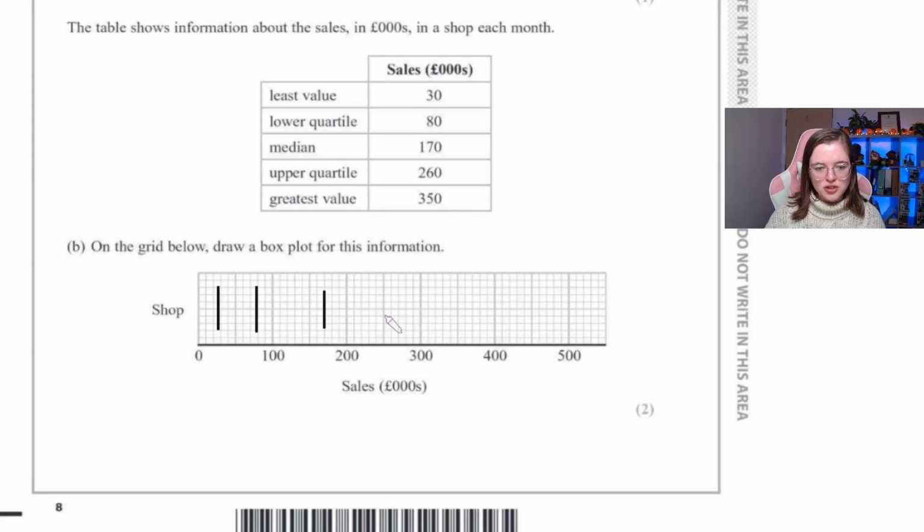Upper quartile is 260. There we go. And then 350. Okay. And then the height of these lines is a purely cosmetic choice, up to the person drawing it.